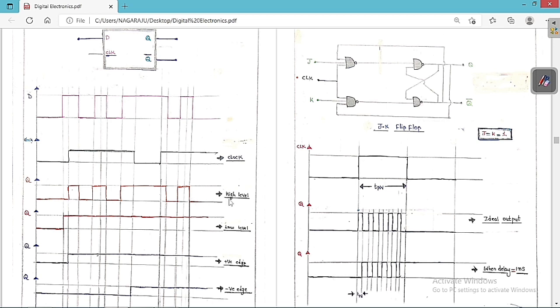High level triggering means whenever the clock is at high level, whatever the input, the same thing we are going to see in the output. Whenever the clock is equal to 0, it is going to stay in the memory state, meaning whatever the previous output, the same thing it is going to present.